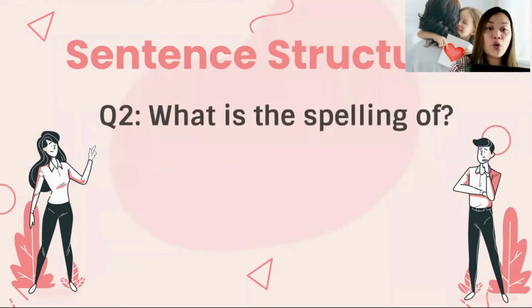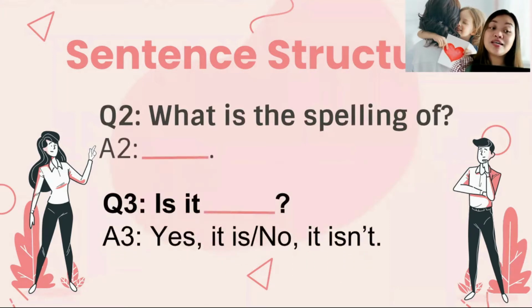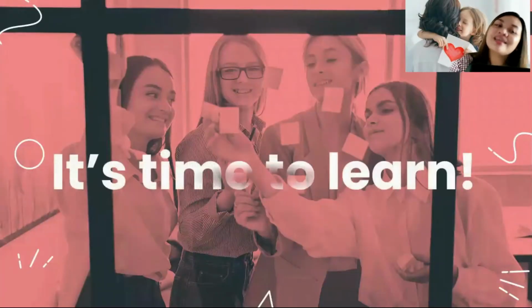Now, second structure, we have, what is the spelling of? We're going to spell out the word. And the third question is, is it? Is it the person that I'm referring to? You can say yes, it is, or no, it isn't, because we are going to have a game after our lesson. So if you are ready, it's time to learn.